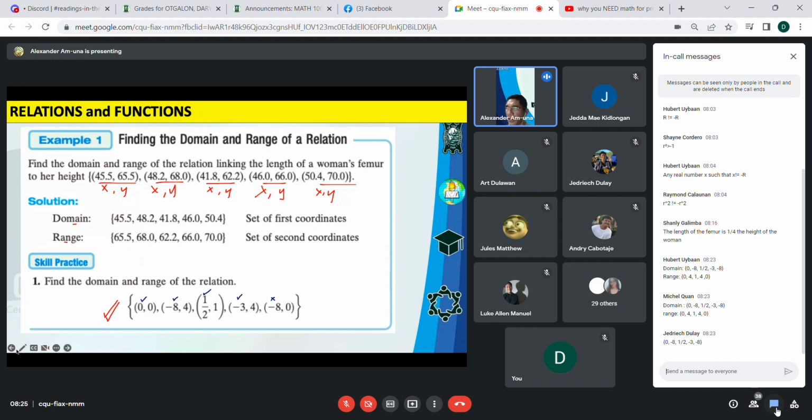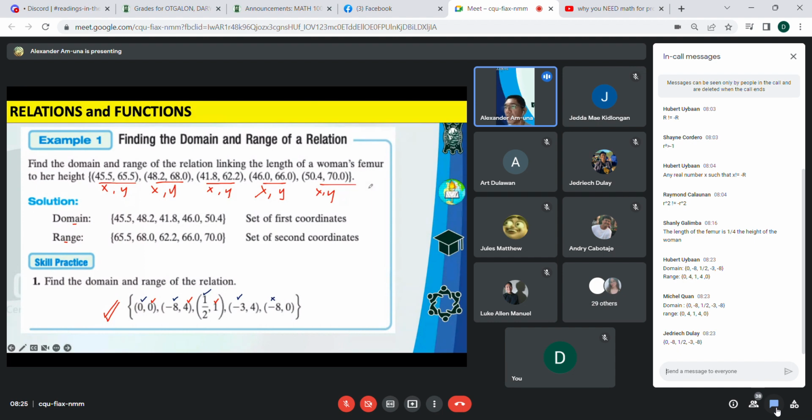And it also follows for your range. Ganon din. That's another set. Diba? What's the name of the set? It's the range. Okay. So all the values there should be unique also. So we have 0, 4, 1, and then we will not repeat 4 and 0. Okay. So that will be the domain and the range.